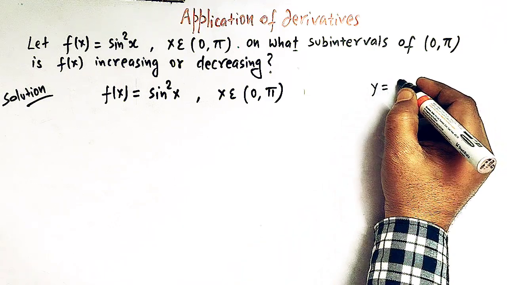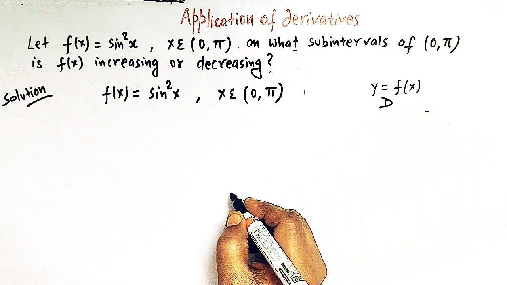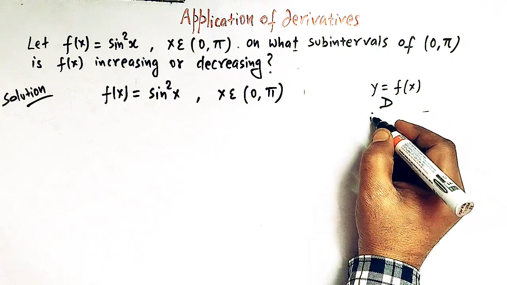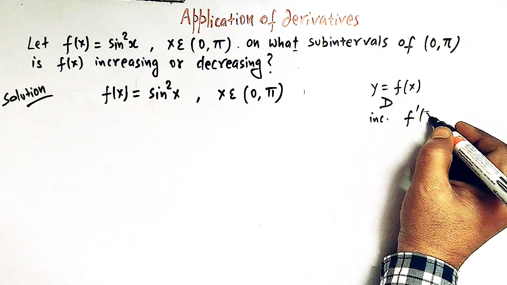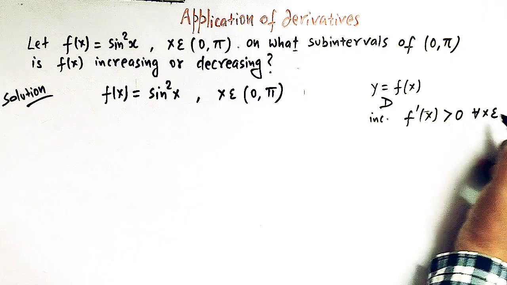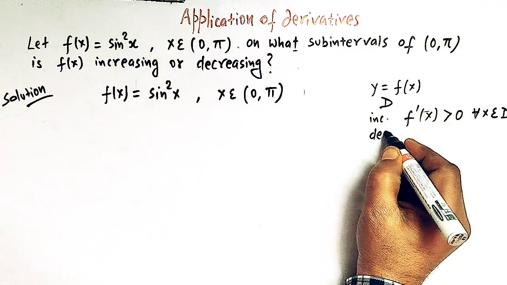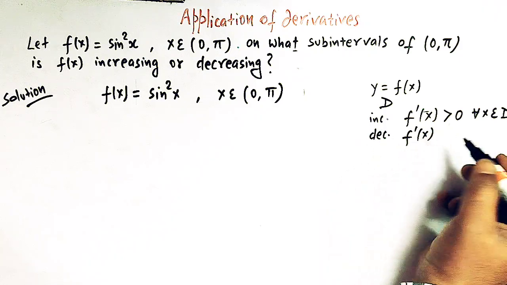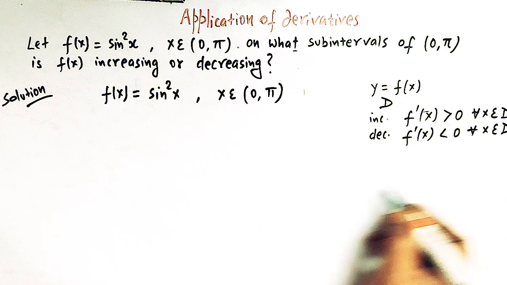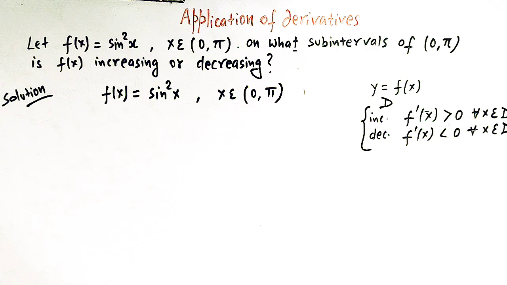Suppose we are given a function, say y is equal to f of x, which is defined in some domain D. Now this function y is equal to f of x is said to be an increasing function if the derivative, that is f prime of x, is greater than 0 for all x belonging to this domain D. And this function f of x is said to be a decreasing function if the derivative, that is f prime of x, is less than 0 for all x belonging to the domain D. So this is the definition of increasing and decreasing function in terms of derivatives.